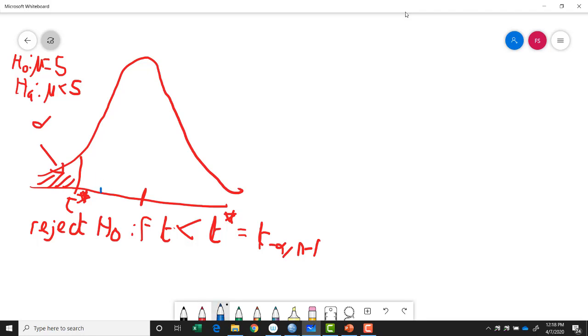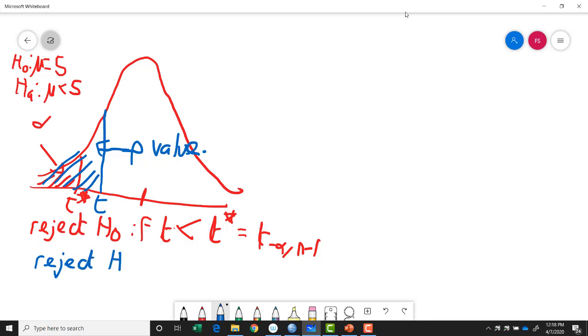So imagine again, we get a t value here, which isn't kind of extreme enough to reject. We have the p value here, which is just the area to the left. And again, as this gets further and further to the left, my p-value gets smaller and smaller until it hits alpha. So again, we're going to reject H0 if p is less than alpha.